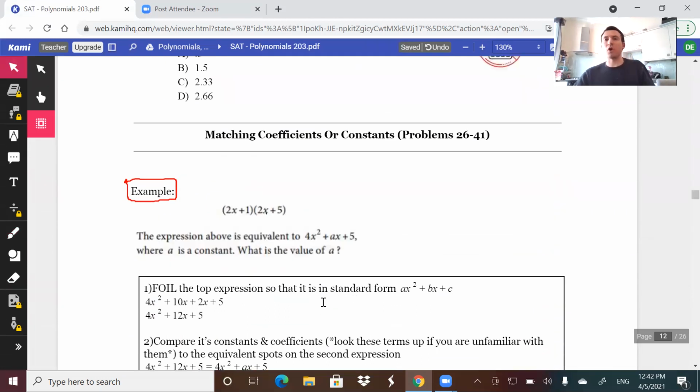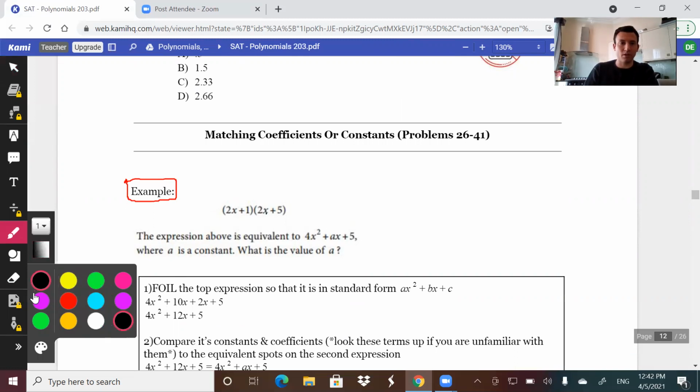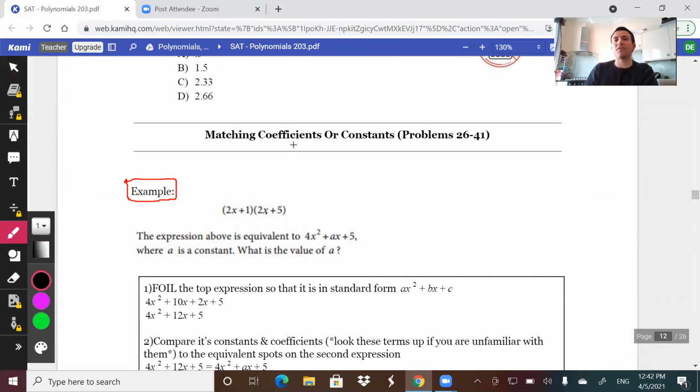So another kind of darling or favorite of the test is when you have two equations, or expressions, sorry, not equations, two expressions that are say equal to one another, and they start to ask you about the constants or the coefficients. So first off, let me define what a constant and a coefficient is. On this problem, the 4 is a coefficient. Any number in front of a variable that doesn't change, or in this case a, which we're going to figure out what number it is, but it's a number that doesn't change. Those are referred to as coefficients.